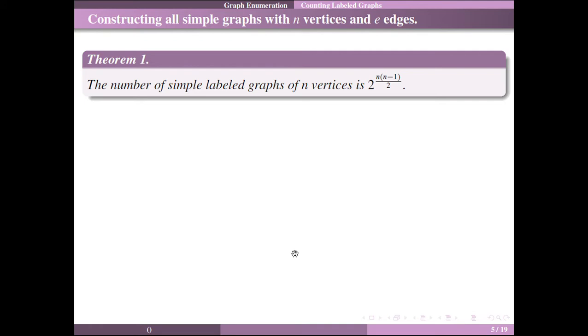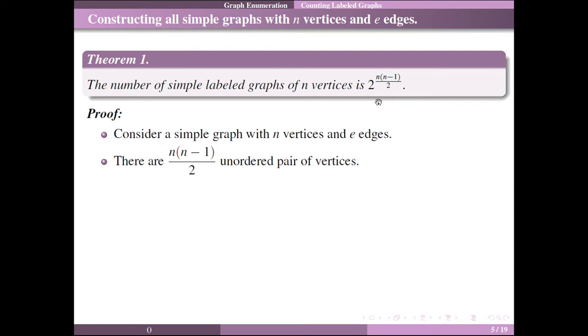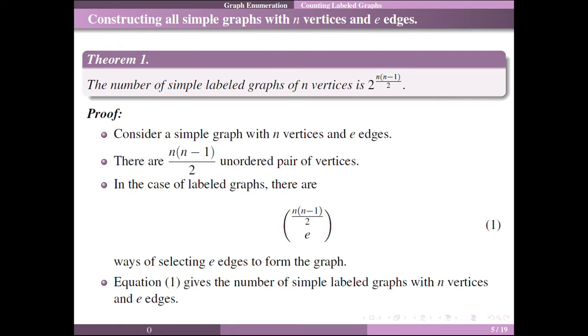We first prove a theorem which says that the number of simple labeled graphs of n vertices is 2 power n(n-1)/2. The proof is as follows. Let us consider a simple graph with n vertices and e edges. Then we know that there are n(n-1)/2 unordered pairs of vertices. Since we are considering labeled graphs, there will be n(n-1)/2 choose e ways of selecting e edges to form the graph. Thus, equation 1 gives the number of simple labeled graphs with n vertices and e edges.